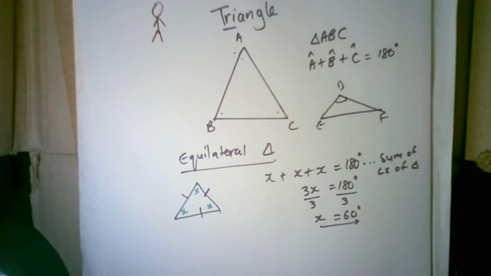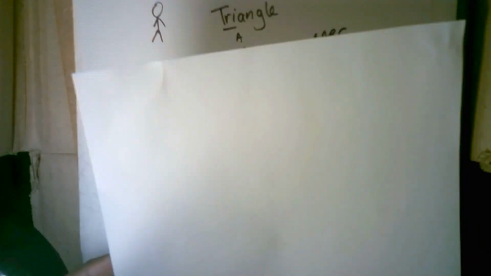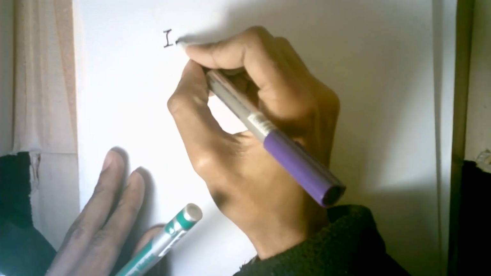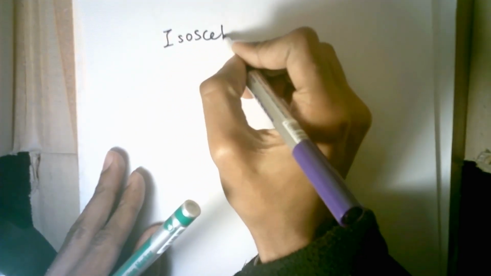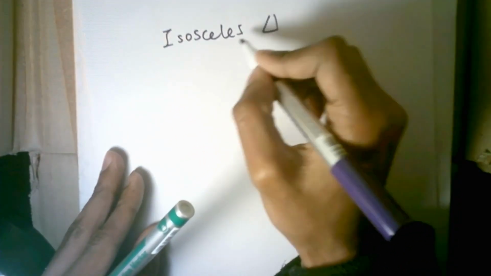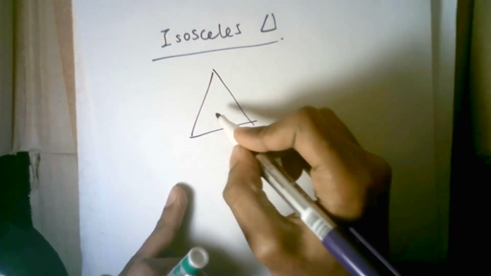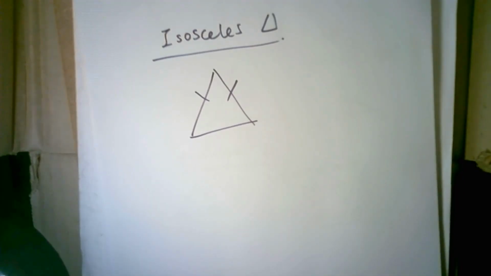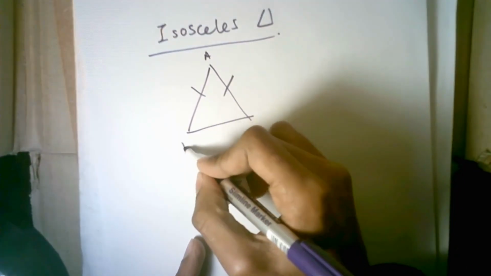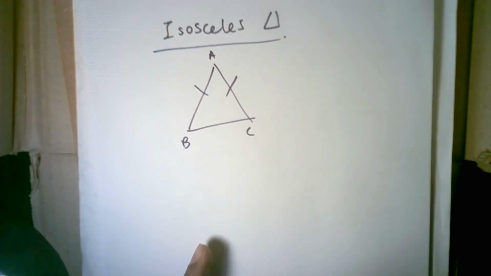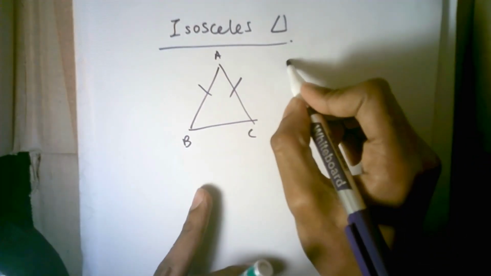Now the next type of triangle that we have is the isosceles triangle. With the isosceles triangle, there's two sides that are equal to each other. So let's say we have triangle ABC. There's two sides that are equal to each other, so we can see that AB is equal to AC.